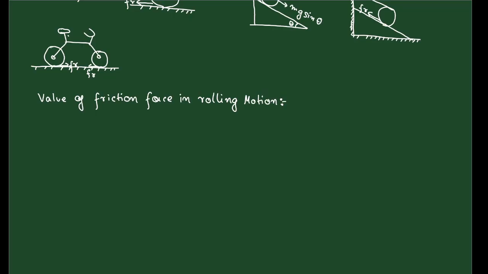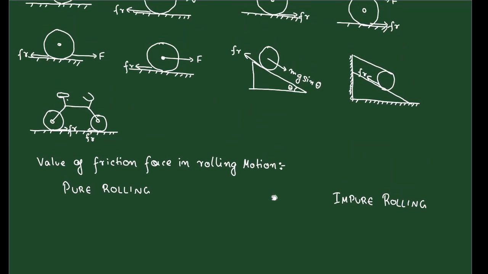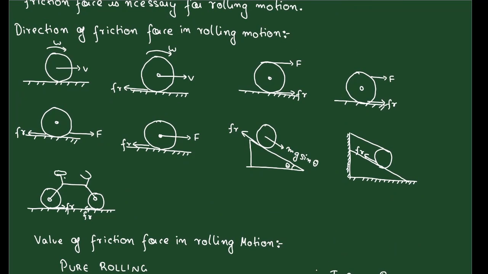To find out the values of friction force in rolling motion, you first have to determine what kind of rolling motion it is. Is it a case of pure rolling, or is it a case of impure rolling? What are pure rolling and impure rolling? Pure rolling is the case when this surface does not slip over the surface.